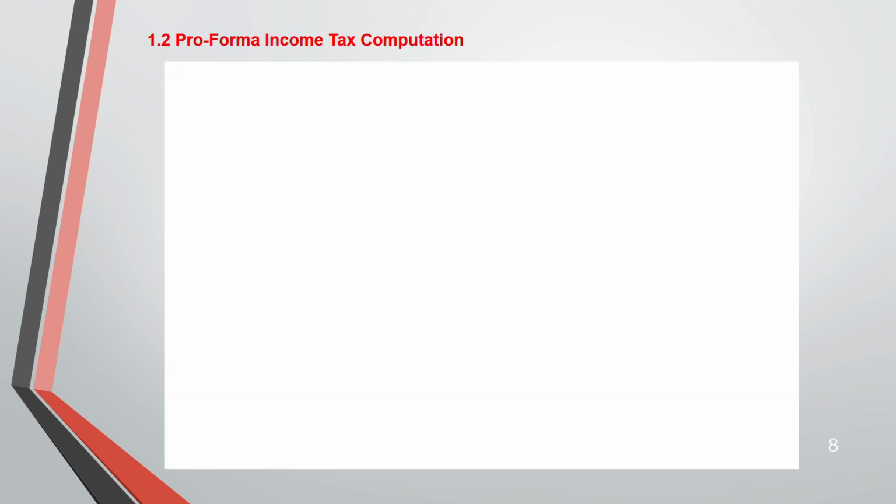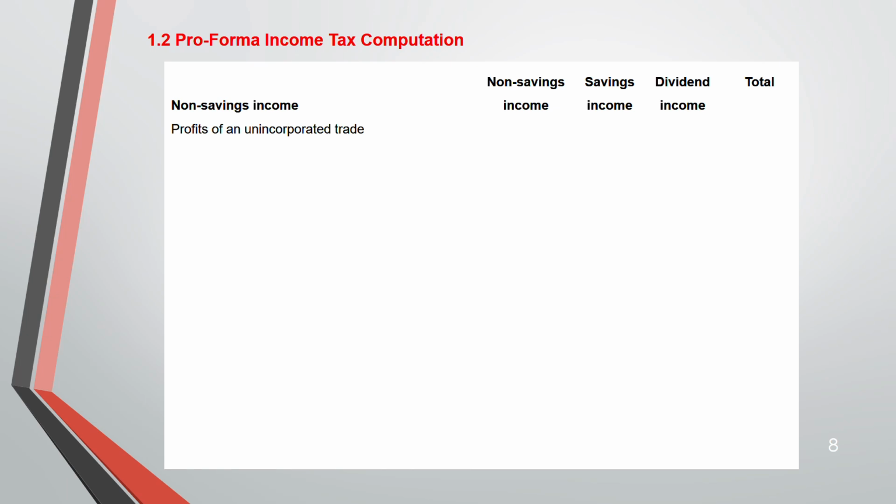Next. So this is the proforma that I'm talking about. Once you crack this proforma, income tax computation is nothing. It is very easy. Divide your income into three categories vertically in columns: non-savings, savings, dividend, and total. First we'll categorize the non-savings. If you have any trade or business, unincorporated of course. If it's incorporated, it comes under company income, which is not here. So any profit from an unincorporated trade, that means a business of a sole trader, falls under non-savings. Then you write that in the total.